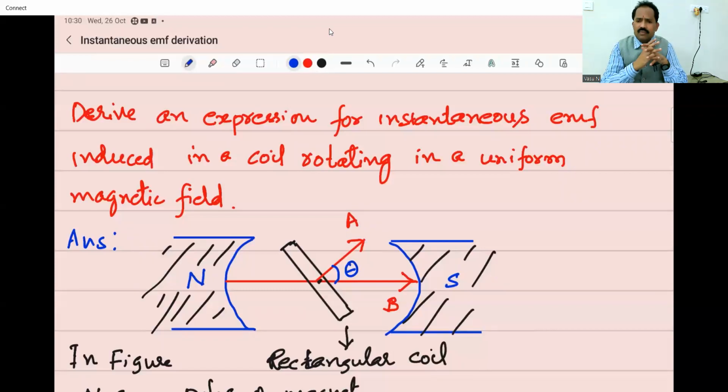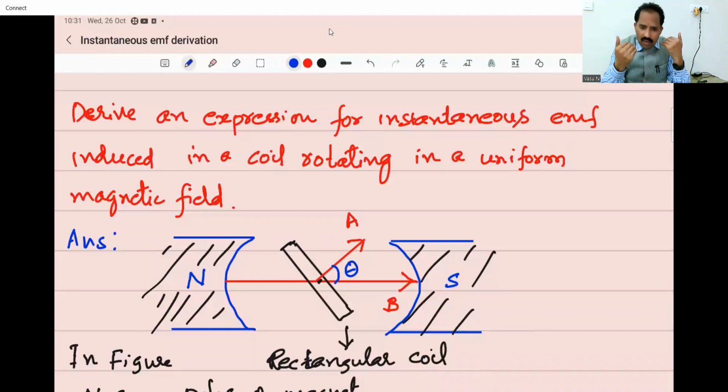Just understand what is called instantaneous EMF. Instantaneous EMF is the EMF induced at any instant of time. How is the EMF induced? As you know well, according to Faraday's law, whenever the magnetic flux is changing, EMF is induced.